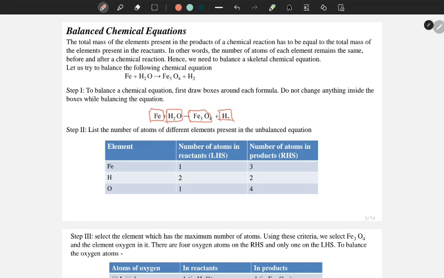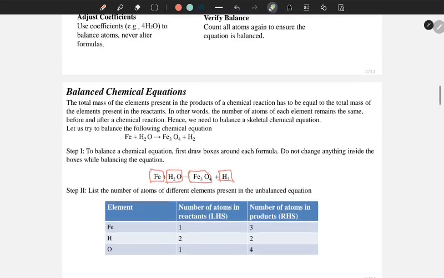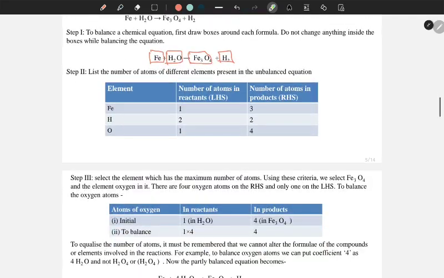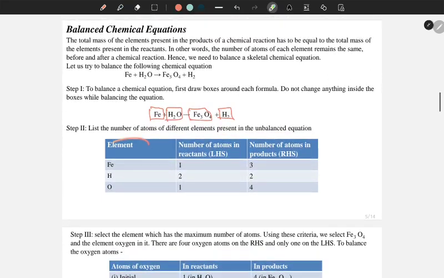After that, what is the second step? The second step is saying list atoms, count atoms of each element on both sides, left hand side and right hand side, right? So let's see, list the number of atoms of different elements present in the unbalanced equation. So here we write the element, then number of atoms in the reactant side, and the number of atoms in the product, that is right hand side.